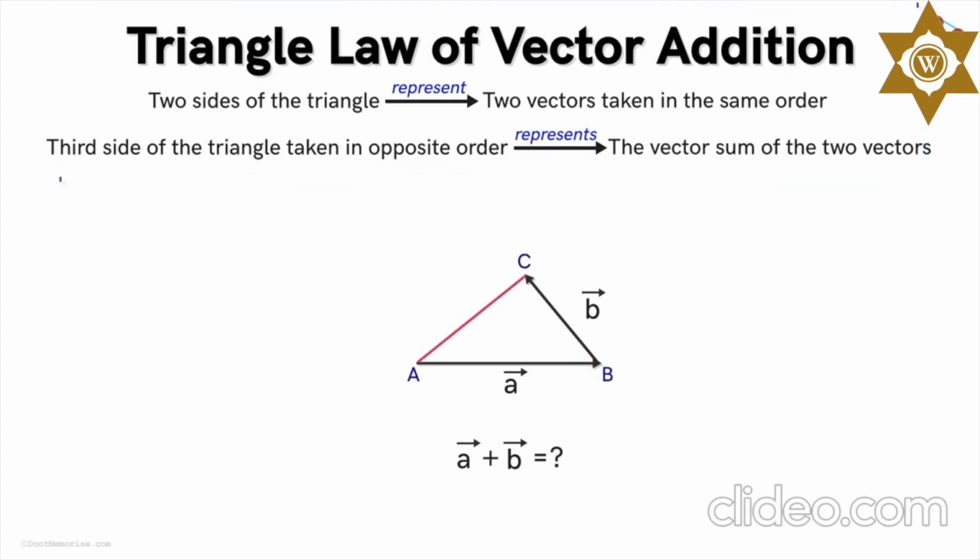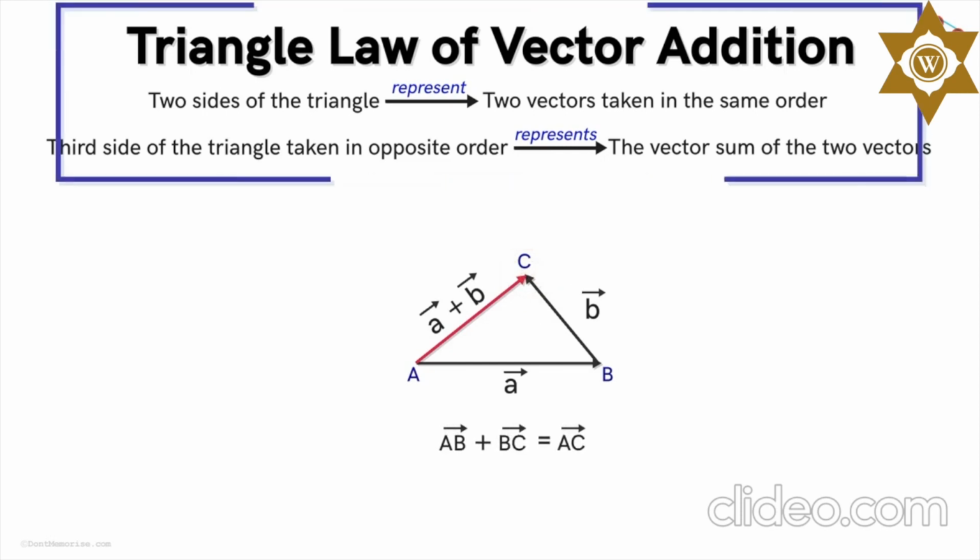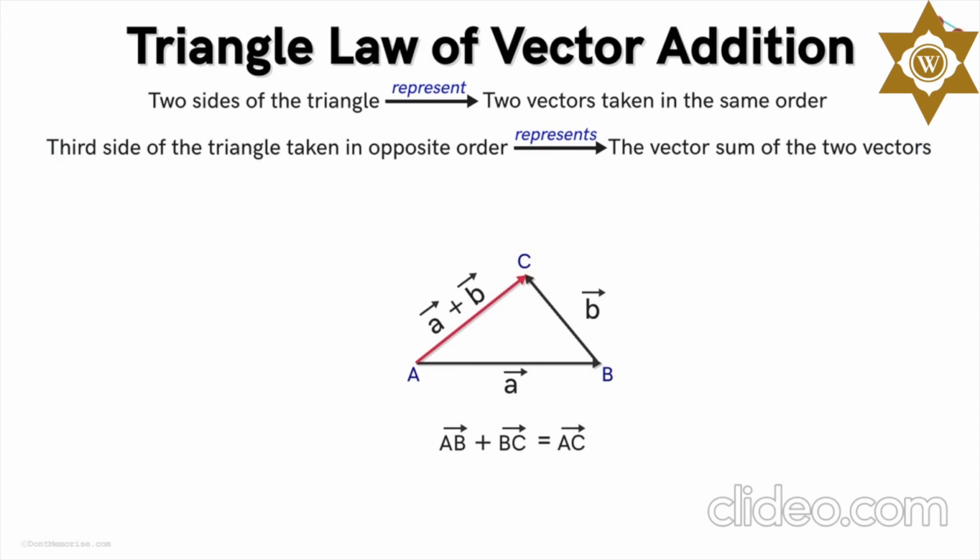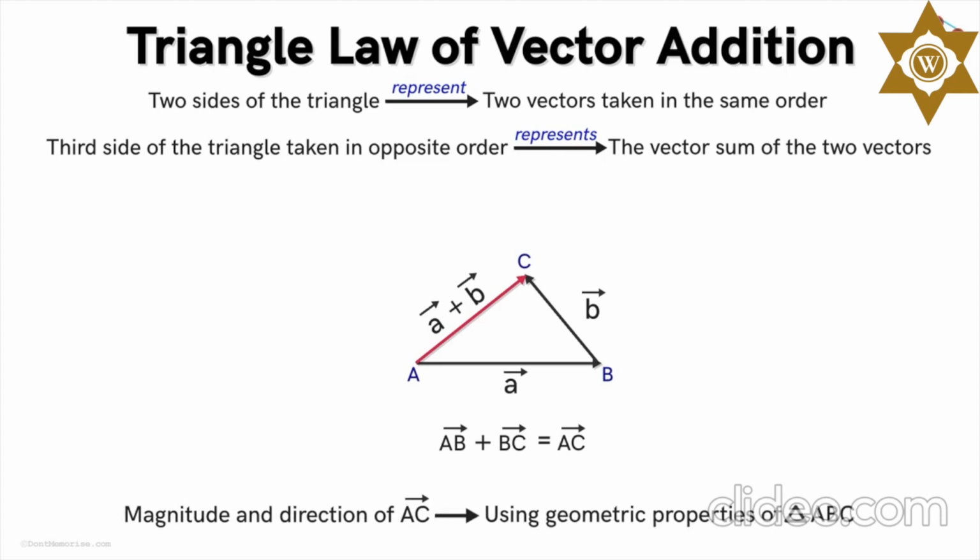So according to the triangle law of vector addition, the vector sum of these two vectors will be the third side of the triangle ABC such that its initial point and that of vector A coincide, and its terminal point and that of vector B coincide. We write it as this. So in this way, by applying the triangle law of vector addition, we can find the vector sum of two vectors. Here we can find the magnitude and the direction of the vector AC by using geometric properties of the triangle ABC. But it's a little difficult. Hence, we will see another easier method for this in our upcoming videos.